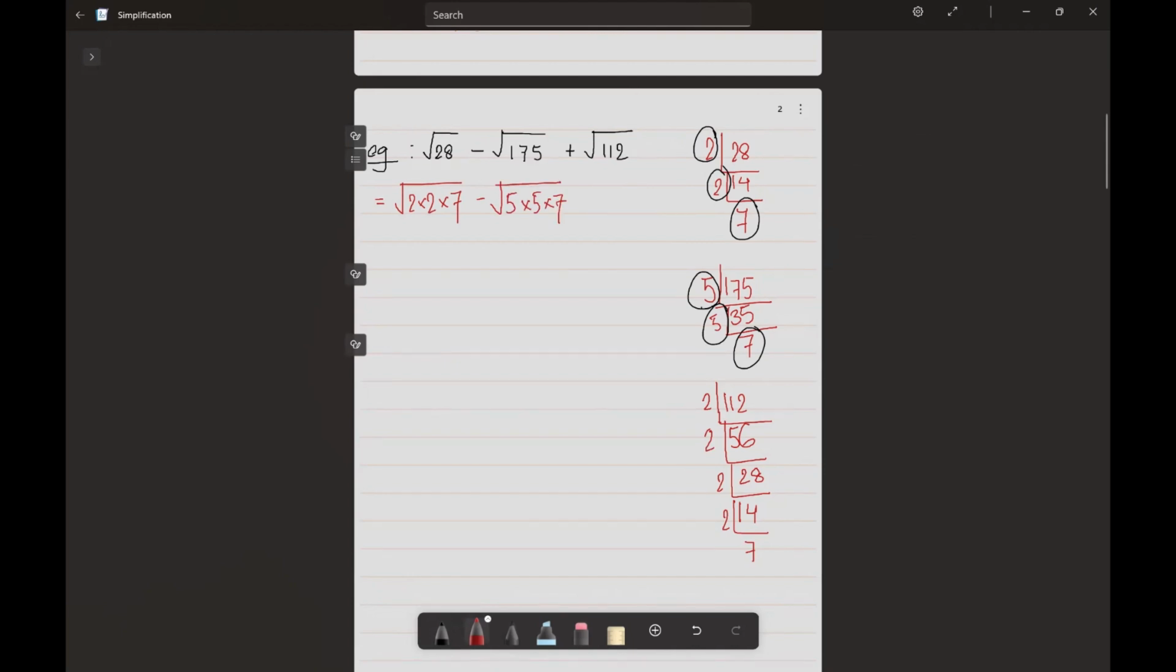Now for 112, we have 2 into 2 into 2 into 2 into 7. So we have 4 2's multiplied, 1, 2, 3, 4, 4 2's multiplied with 1 7. So it gives us 112.